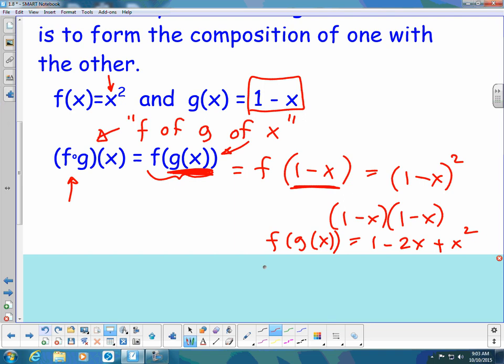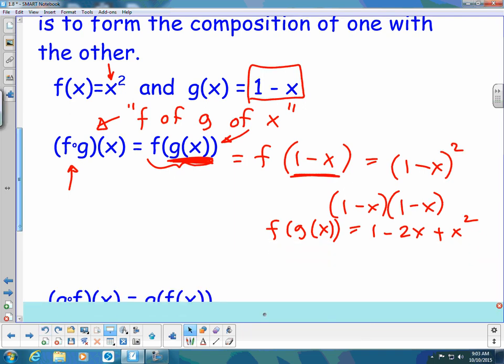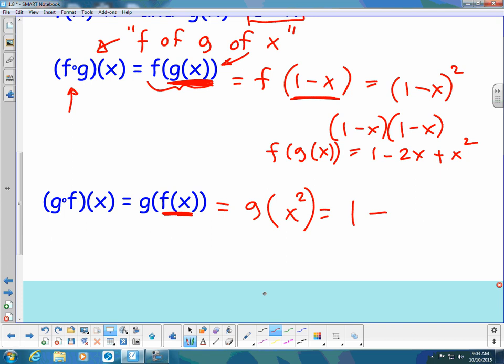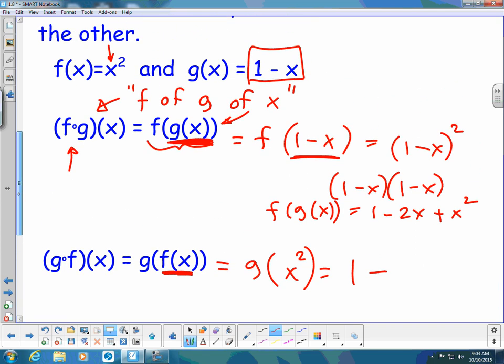I could put that in standard form, but let's try it the other way: g of f of x. This time we take the f function and plug it into the g function. What was my f function? It was x squared. So I go to my g function, 1 minus x, and plug x squared in wherever I see an x. I get 1 minus x squared, and that's my answer for g of f of x.